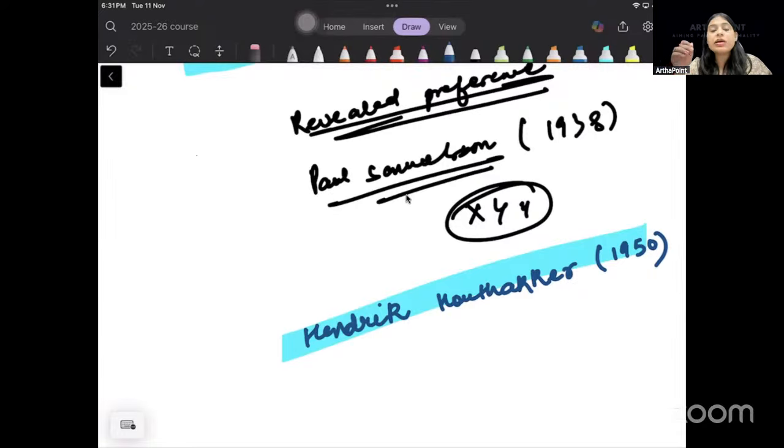पे हम बात करते हैं कि कब preferences consistent हैं. So those axioms कि when preferences will be consistent, right? When do I think that revealed preference is working in right direction? Those axioms were provided by Hendrik. ठीक है. So this is your revealed preference theory.